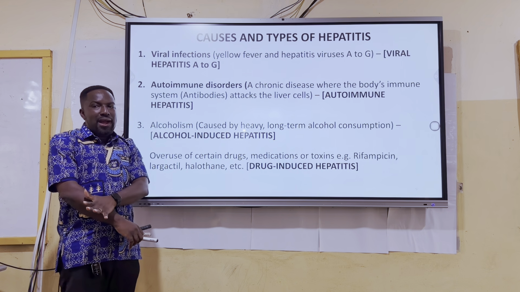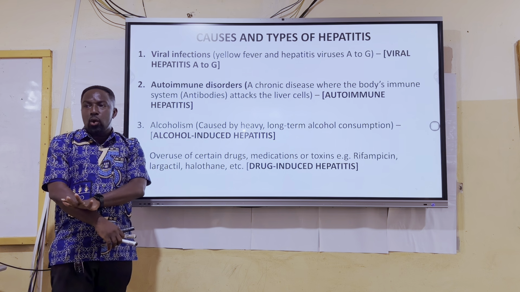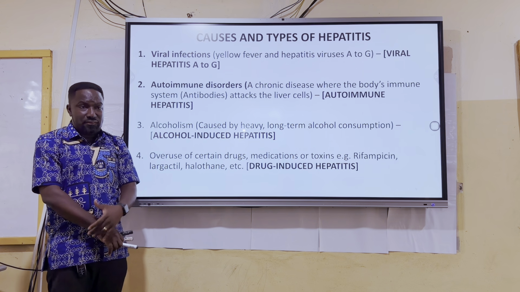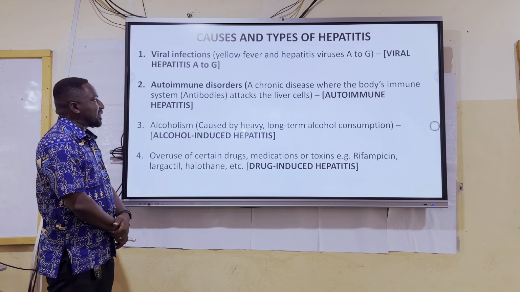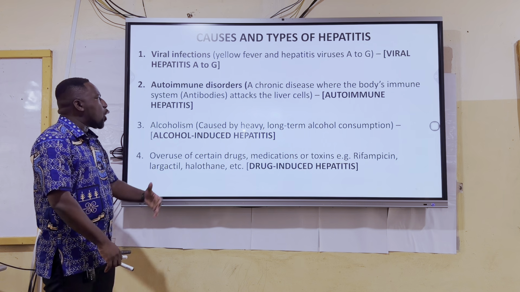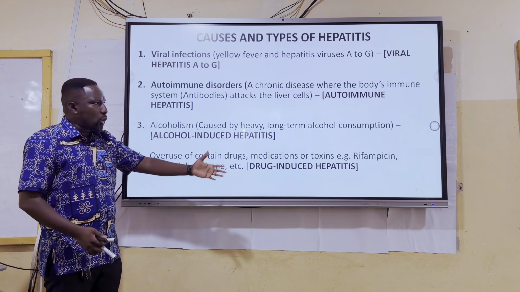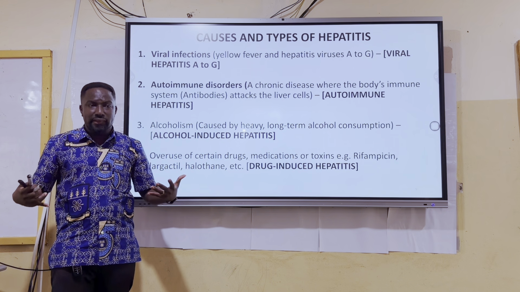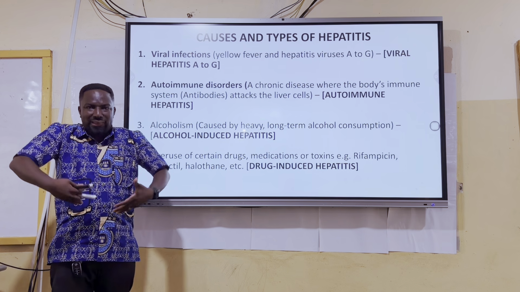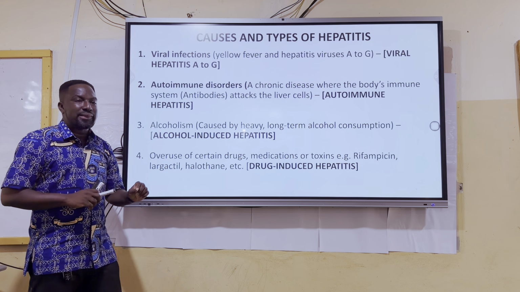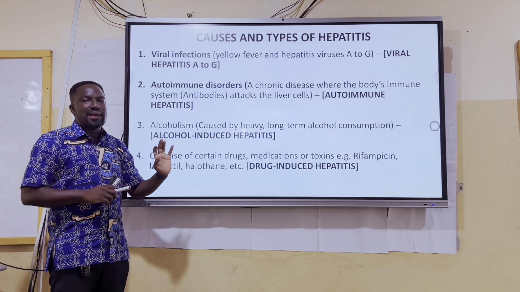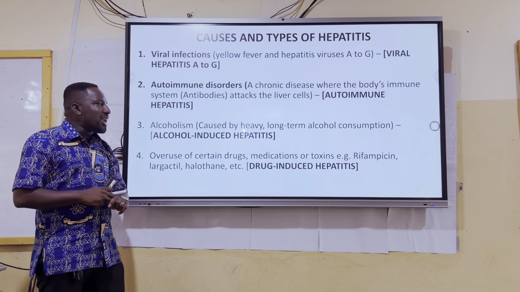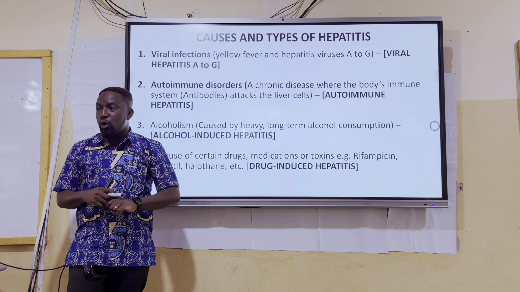Viral hepatitis is an inflammation of the liver caused by what? Viral infections. And at times even yellow fever virus, the flavivirus, can also cause an inflammation of the liver leading to hepatitis. Apart from that, autoimmune disorders. This is where your own body's immune system begins to attack the liver cells. Your own immune cells begin to attack what? The liver cell. And that type of hepatitis is called autoimmune hepatitis.